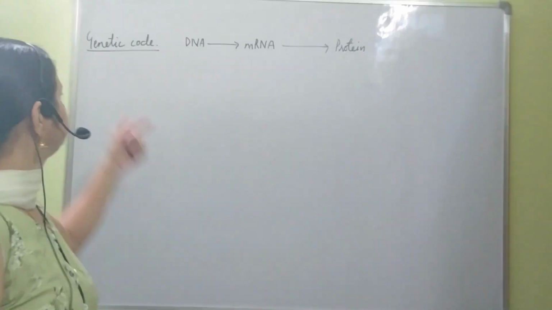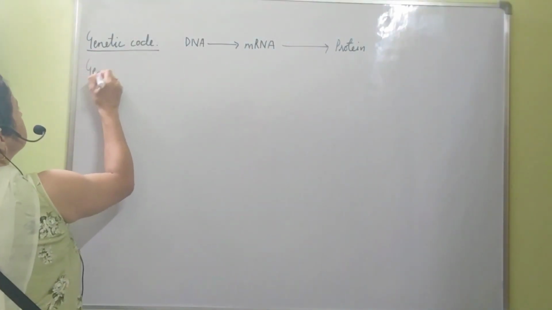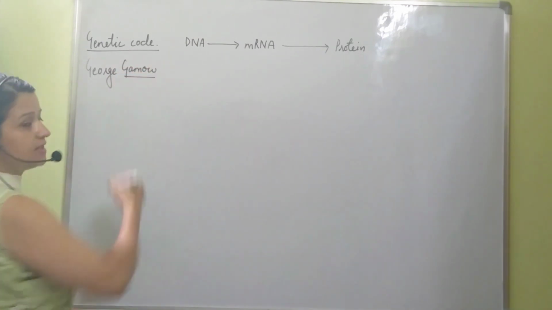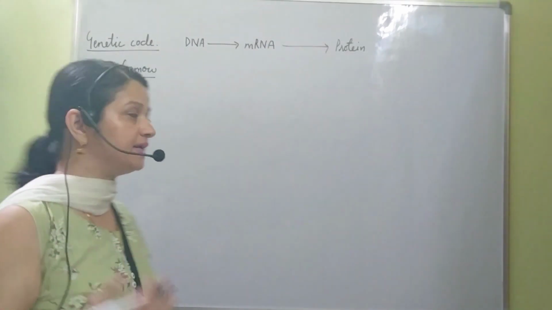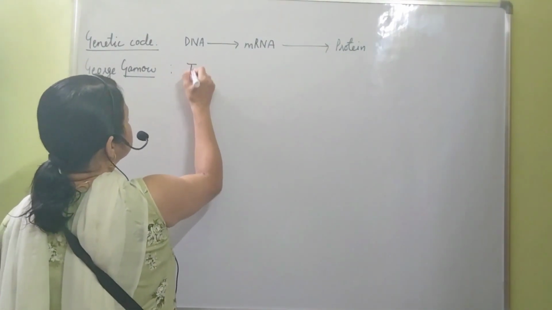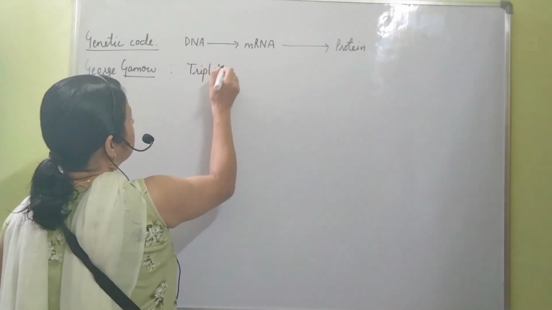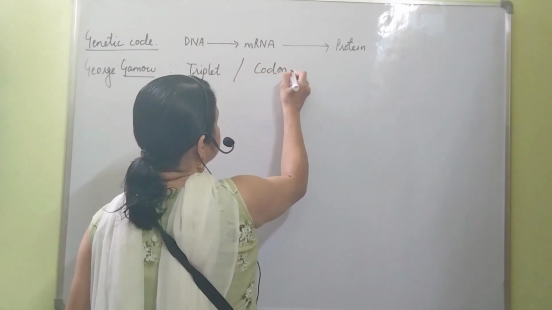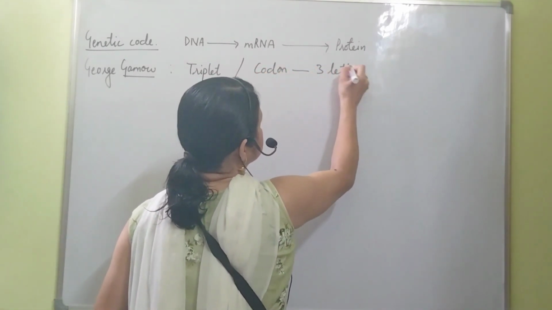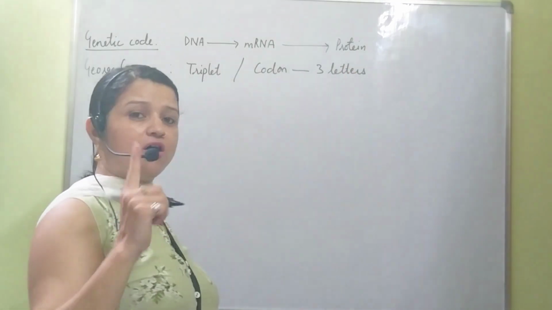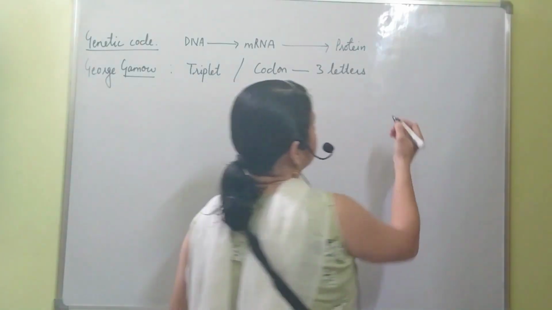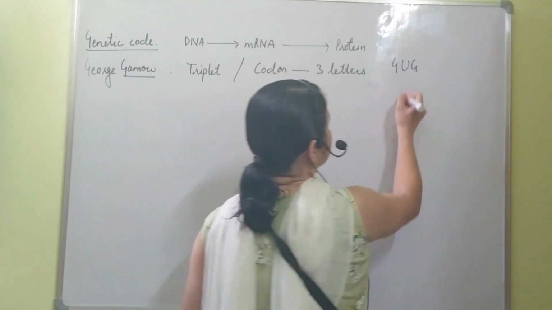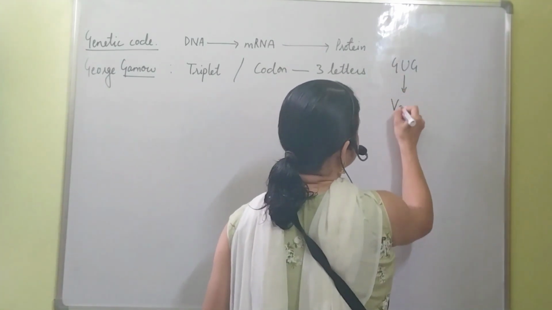My dear students, the term genetic code was given by George Gamow. Now George Gamow suggested that the genetic code is triplet in nature. Genetic code is triplet. It means the codon contains 3 letters. For example, I am giving you an example of a codon, that is GUG. GUG is one codon and it codes for the amino acid valine.